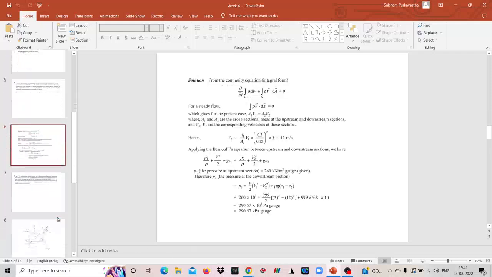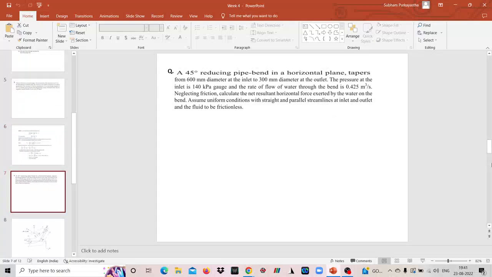Now let's move to the next problem. A 45 degree reducing pipe bend in a horizontal plane tapers from 600 mm dia at the inlet to 300 mm dia at the outlet. The pressure at the inlet is 140 kilopascal gauge and the rate of flow of water through the bend is 0.425 meter cube per second.